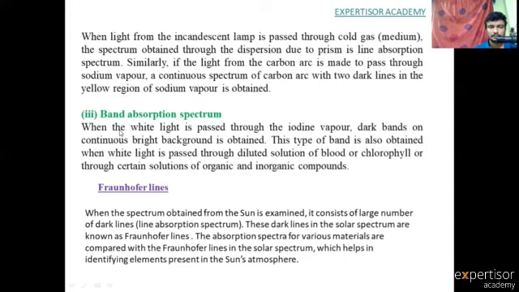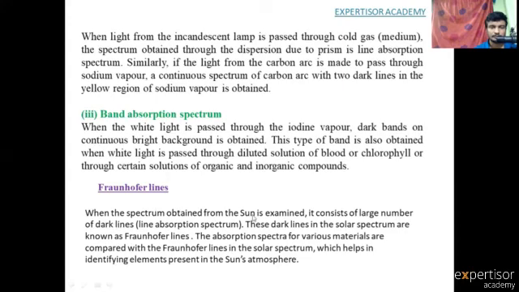The third absorption spectrum is the band absorption spectrum. When white light is passed through iodine vapor, dark bands on a continuous bright background are obtained. This type of band is also obtained when white light is passed through a dilute solution of lead or chlorophyll, or through certain solutions of organic and inorganic compounds. So these are the types of absorption spectrum.